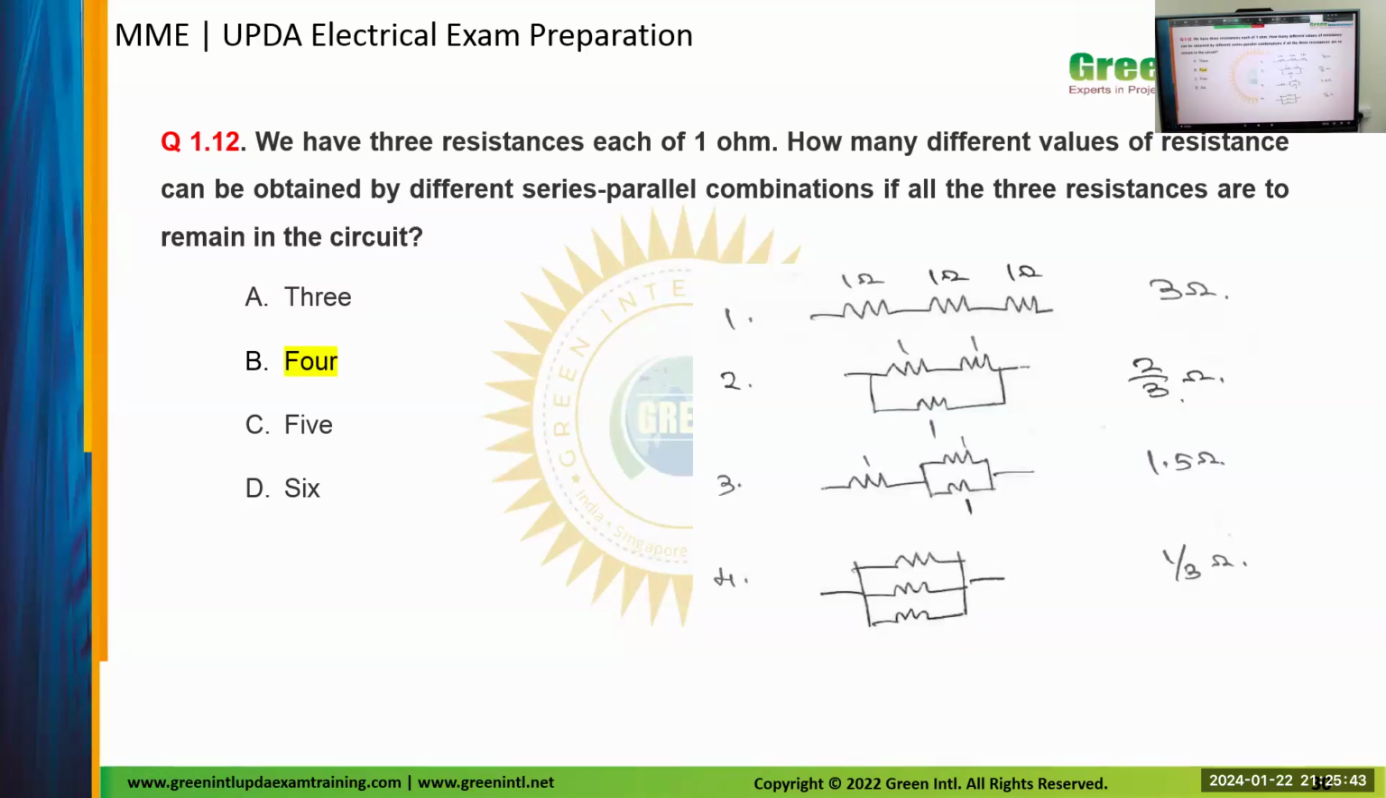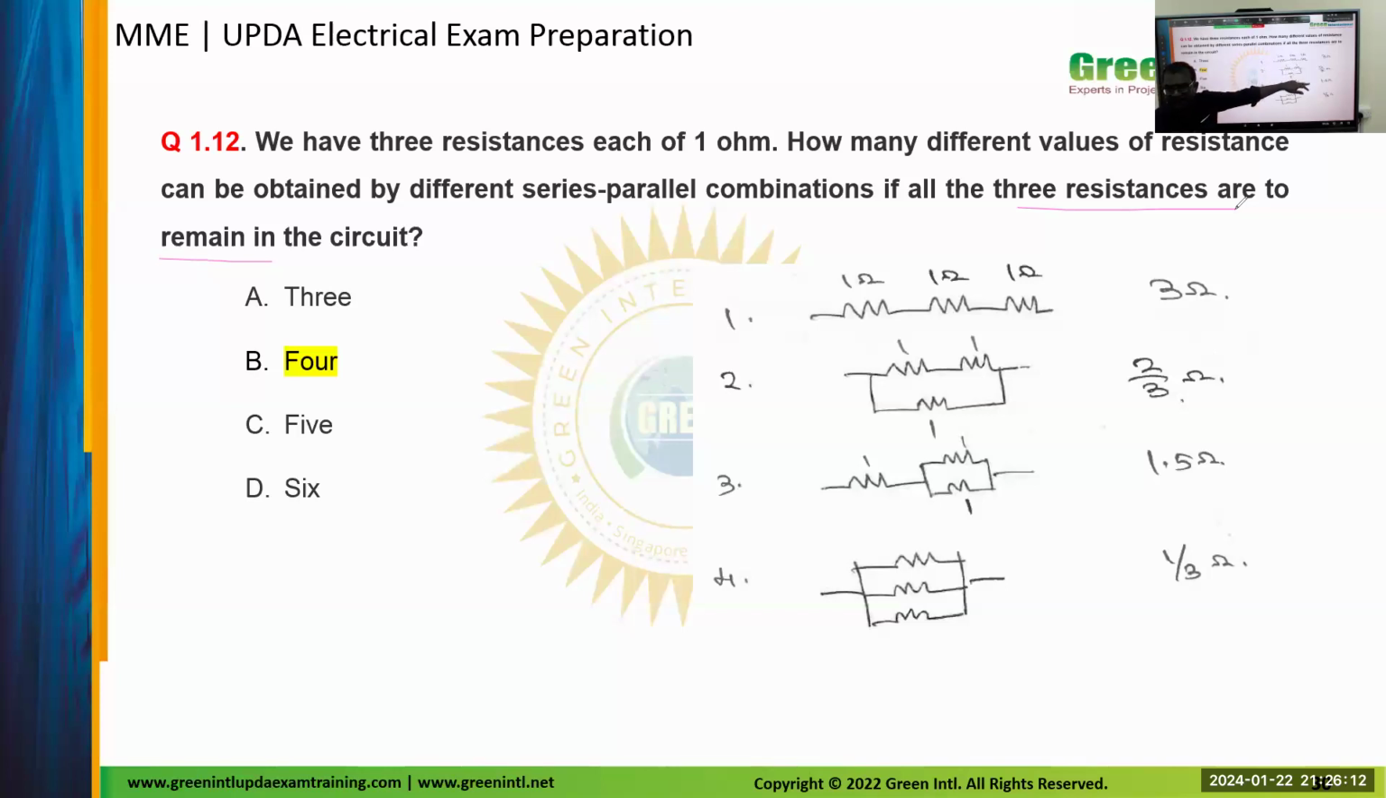We have three resistances, each of 1 ohm. How many different combinations can we make? We need to connect them in different ways, but it is mandatory to use all three resistances. That is the constraint, because the question says all the resistances must be connected in the circuit. So that's why we need to consider 4 different combinations.